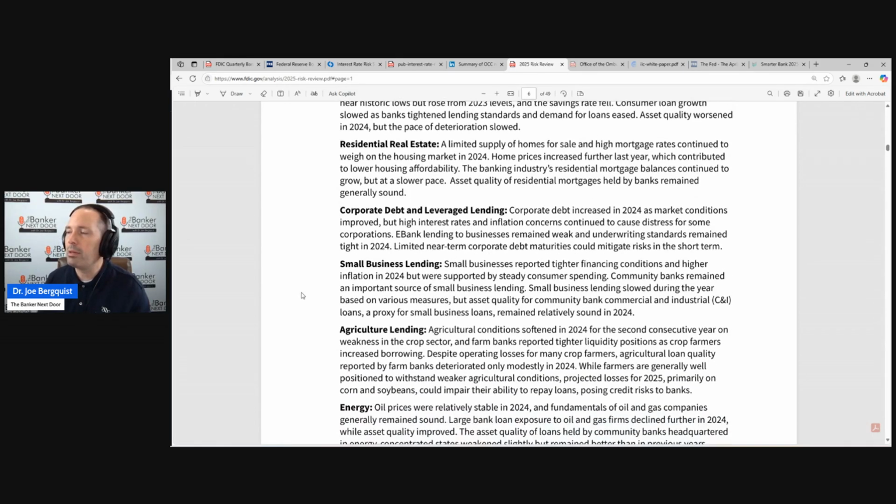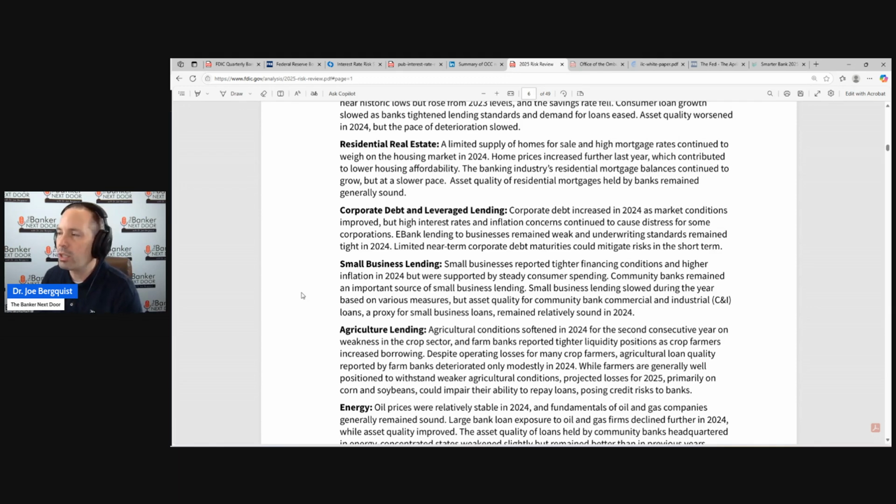Residential real estate. So a limited supply of homes for sale and high mortgage rates continued to weigh on the housing market in 24. Home prices increased further last year, which contributed to lower housing affordability. The banking industry's residential mortgage balances continued to grow, but at a slower pace. Asset quality of residential mortgages held by banks remained generally sound.